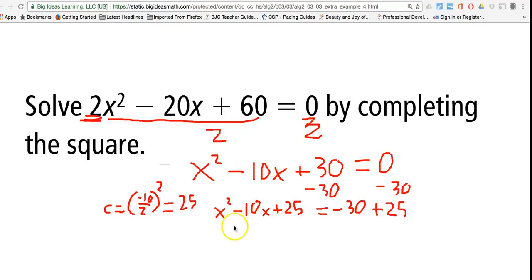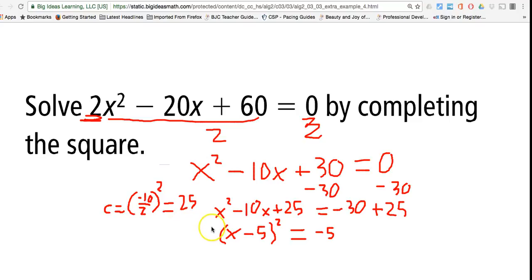So what we get is, again, we've got negative 10x here. So to get our perfect square binomial, this is x minus 5. Remember, to get this value right here, it's just b over 2. So negative 10 over 2 is negative 5. So we get x minus 5 squared. And here we get negative 30 plus 25. So we just get negative 5.